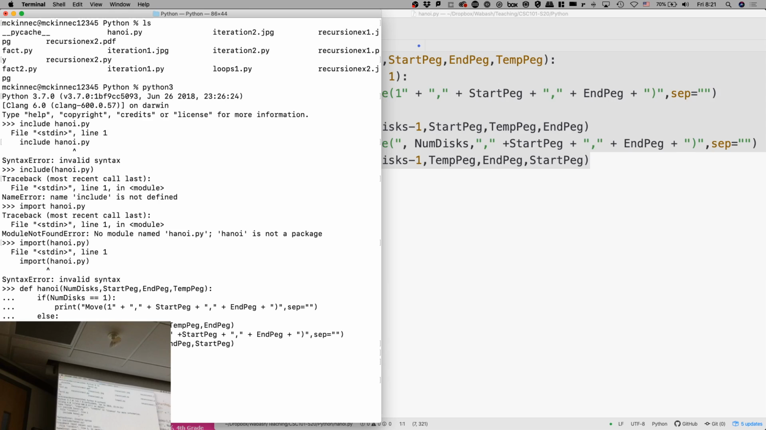Move 1 from A to B. That gets the top disk to the temp peg. Then move the one at the bottom. Then move the. You know what, guys? I think I actually did the numbering back the way we did it last time. Oh, it's a good thing it's Friday.